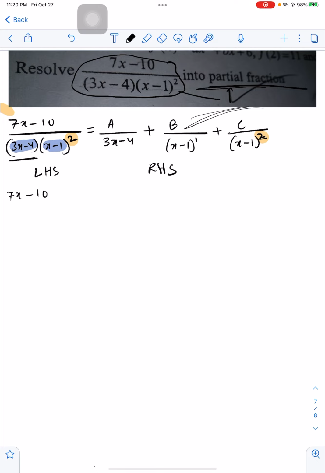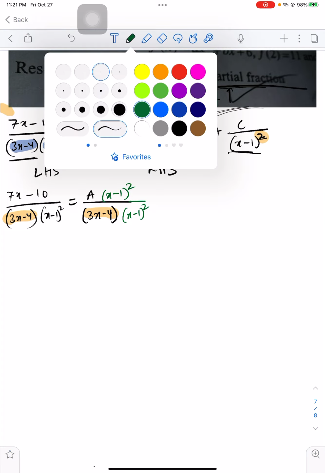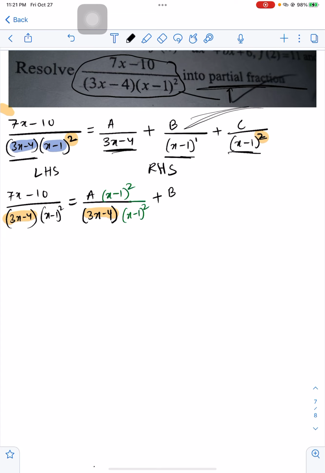Okay, easy. Now your goal should be to try to make the left hand side and right hand side denominators the same. Left hand side you already have this, no need to do much. However, check the denominators here, they're all different. How would you make them the same? A has denominator 3x minus 4, so what is missing is (x minus 1) whole square. Whatever you introduce in the denominator, introduce in the numerator as well. Then plus B over x minus 1.